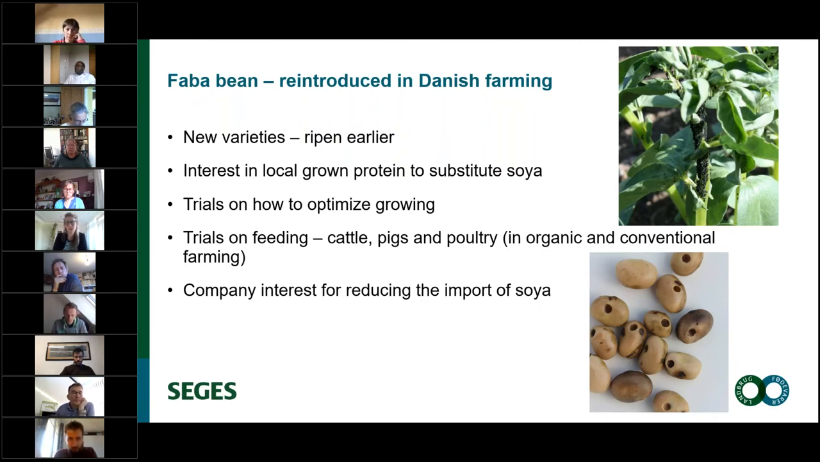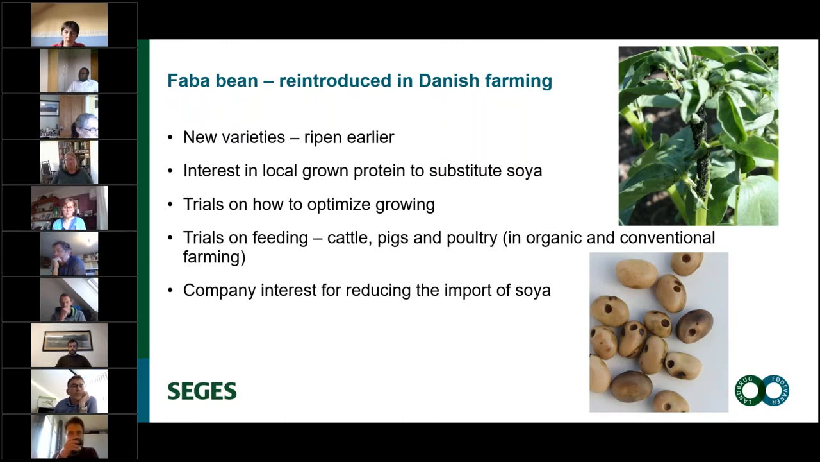And now it's mostly used for cattle in the organic, but in the conventional, actually, faba beans are used quite a lot for the pigs as well. And normally, or before the trials, there was not a recommendation to use faba beans, and now there is. So that's very important for the farmer that we get these things to work together. And then we have some of the bigger companies in Denmark that are interested in reducing the import of soya, and that's also very important when it comes to growing of the faba beans.